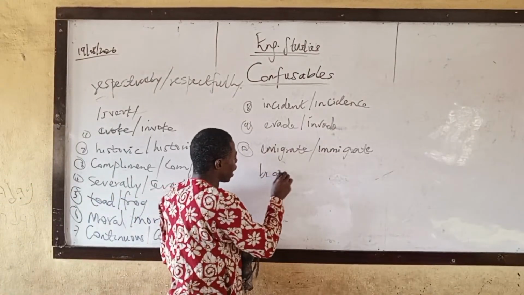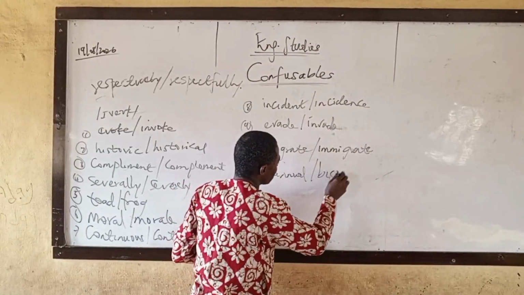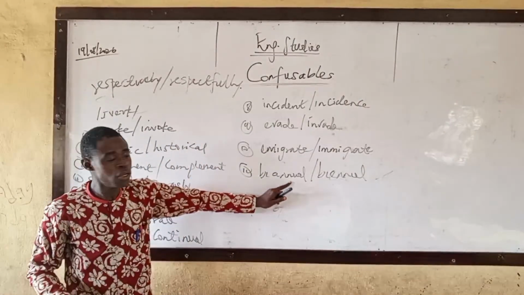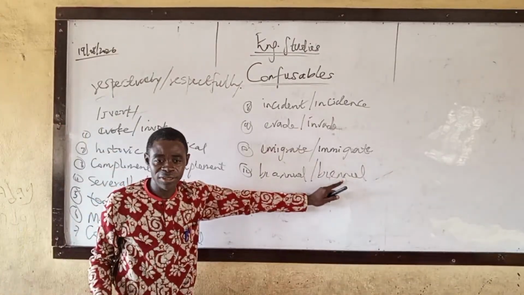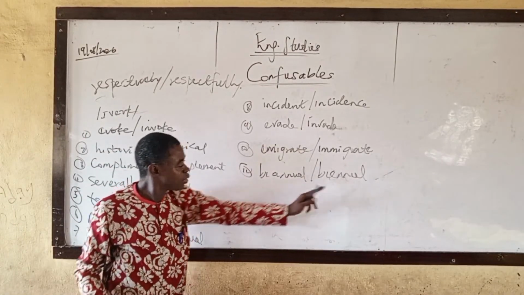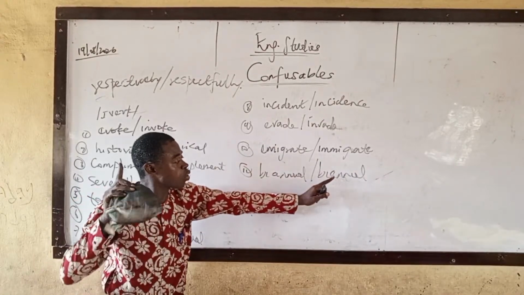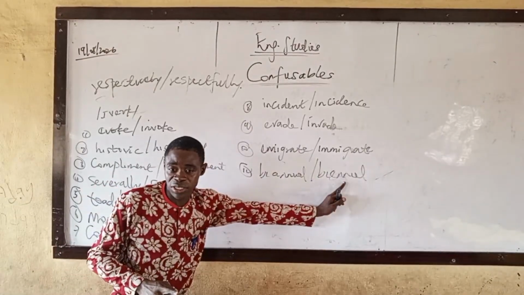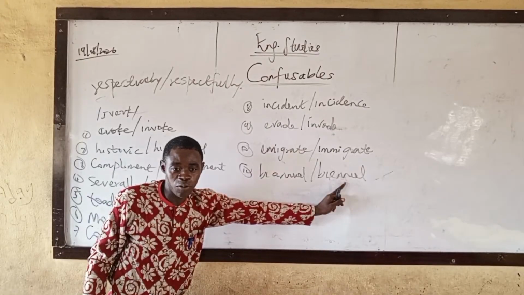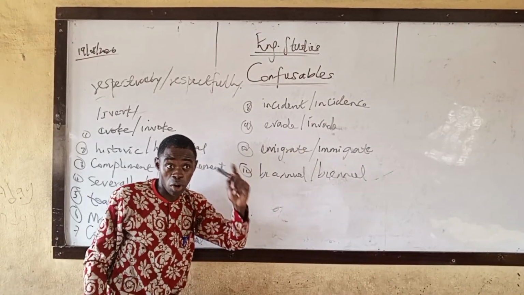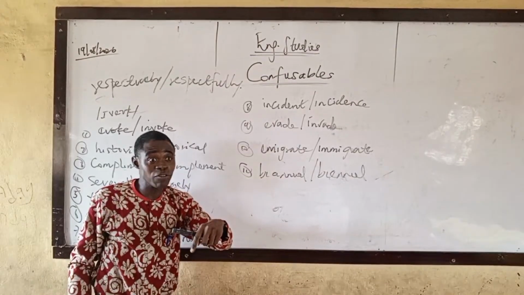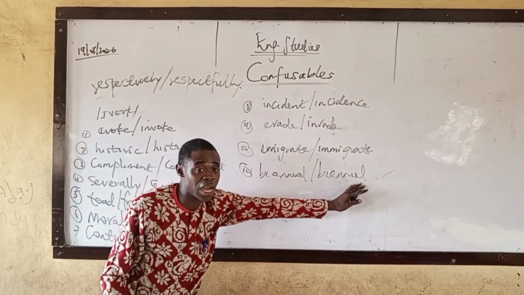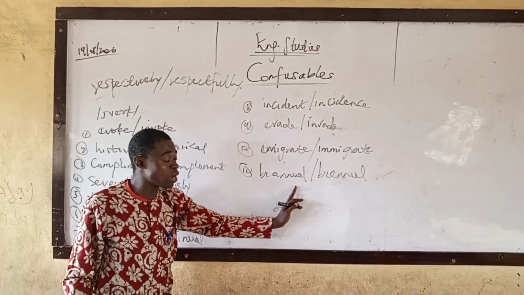How about biannual and biennial? Biannual will occur twice in a year. Biennial will occur once in every 2 years, like the Nations Cup football tournament, which is once in 2 years. So you can say it is, for example, an award or football game. Biannual means twice in a year.